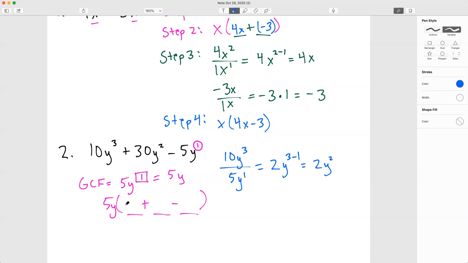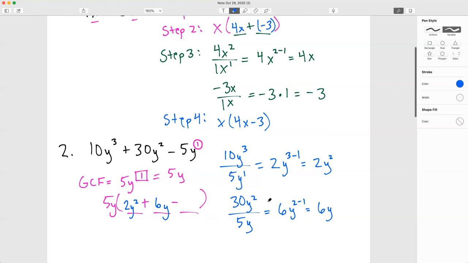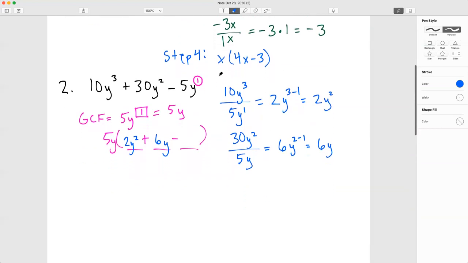So 2y squared is going to go right here. And in this box, we're going to have 30y squared divided by 5y. 30 divided by 5 is 6. Y squared over y is just y, because it's y to the 2 minus 1, which is just y. So that's what's going to go right here. I don't want to go too fast, but I'm doing all this division off to the side so you can see what's happening.